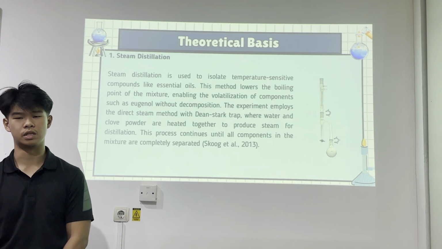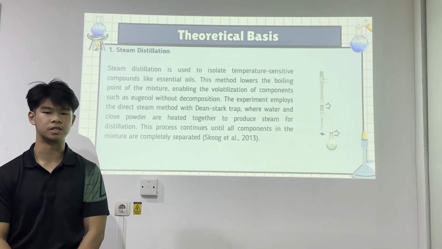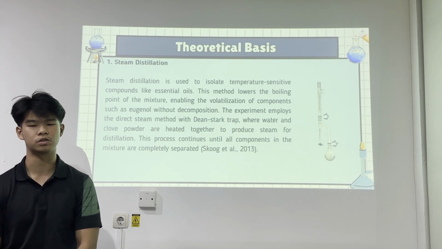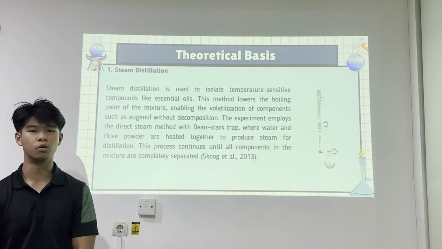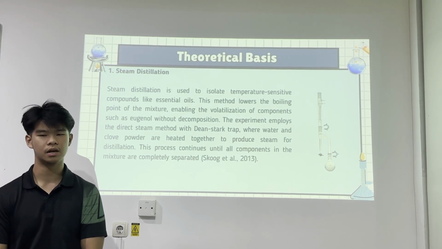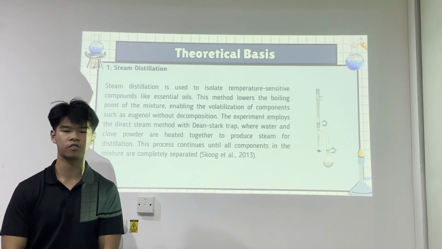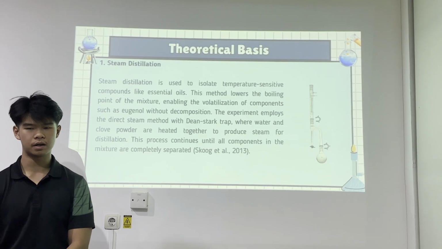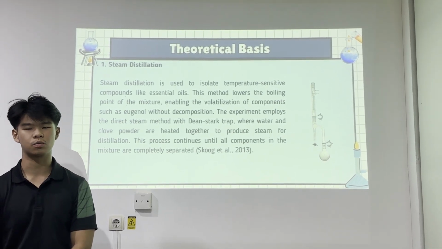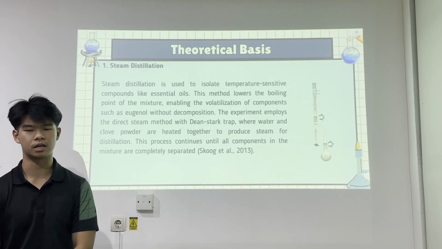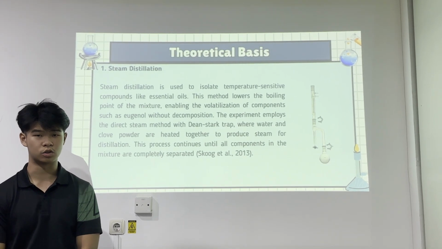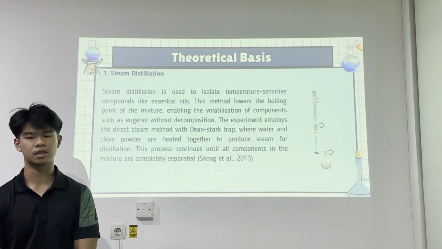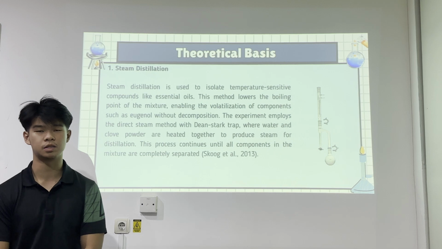So next, onto the theoretical basis. First, steam distillation. Steam distillation is used to isolate temperature-sensitive compounds like essential oils. This method lowers the boiling point of the mixture, enabling the volatilization of components such as eugenol without decomposition. The experiment employs the direct steam method with a Dean-Stark trap, where water and clove powder are heated together to produce steam for distillation. This process continues until all components in the mixture are completely separated.